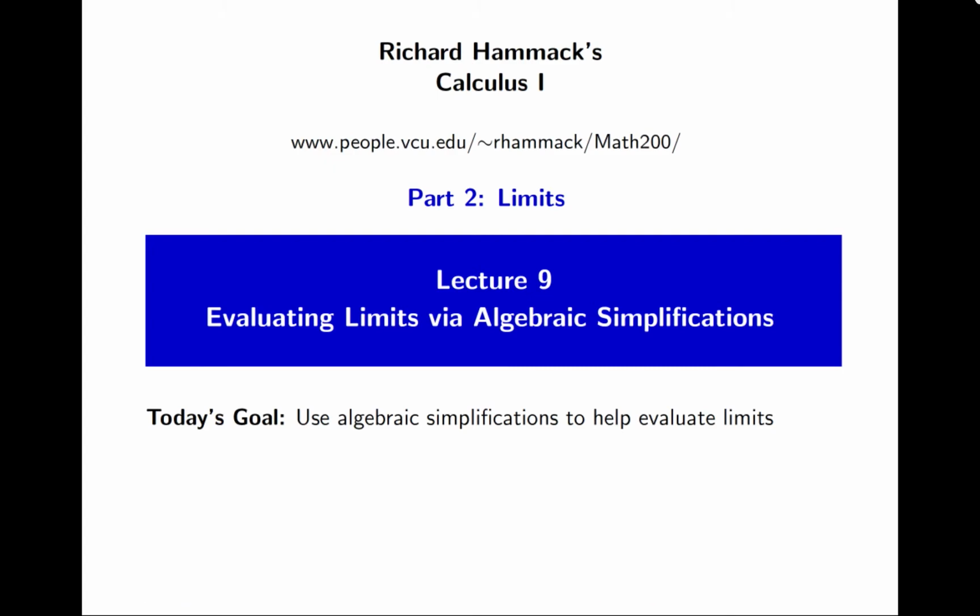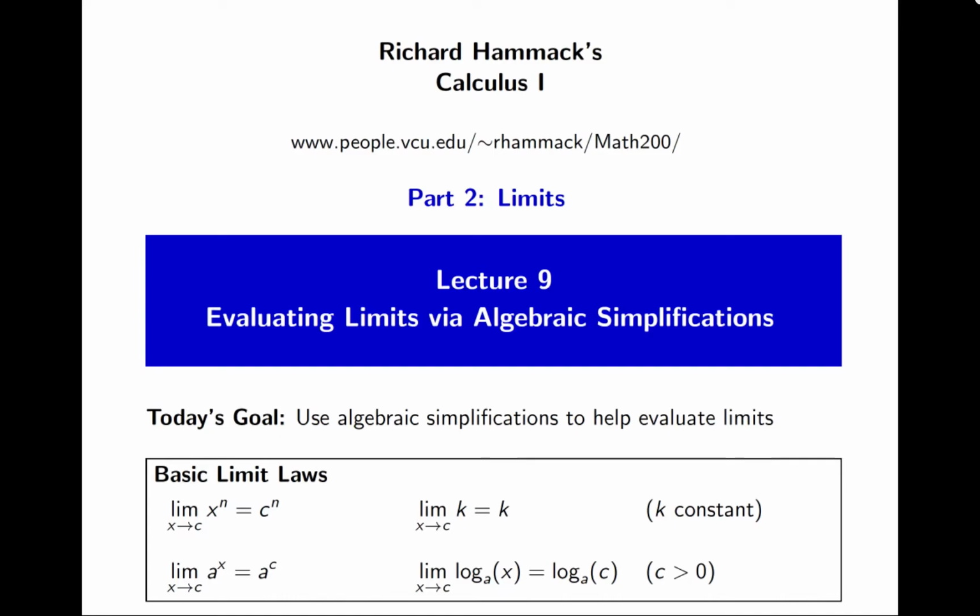To begin, let's review our limit laws. We had 4 basic limit laws. The limit as x approaches c of x to the n equals c to the n. The limit as x approaches c of k equals k, where k is a constant.